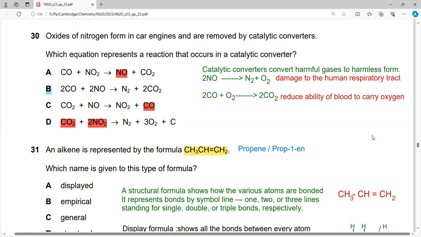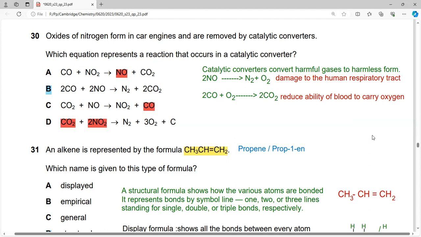We're going to move to question number 30. The oxides of nitrogen form in car engines and are removed by a catalytic converter. So which equation represents a reaction that occurs in a catalytic converter? So what is a catalytic converter? It basically converts harmful gases to a harmless form. For example, we have nitrogen in the fossil fuel. When the fossil fuel burns, this produces nitrogen oxide. Now, this nitrogen oxide is harmful. Why? Because it damages the respiratory tract and it causes irritation and asthma.